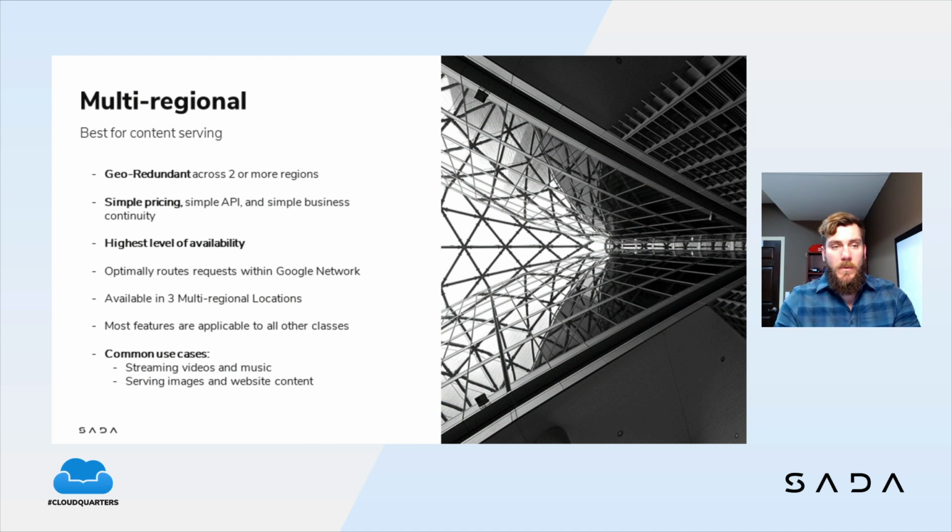So just to dive in a little bit more on these use cases, right? A multi-regional is really the best for content serving. So something that's going to be spread across North America, let's say, and you're going to have people accessing the data all over the North American region. We may pick the U.S. multi-regional setup. It's got simple pricing, a simple API, and it really offers the highest business continuity available because you're now protected against a single or even multiple region failures, because your data is going to be highly available and spread across the multiple different storage regions within Google's network.